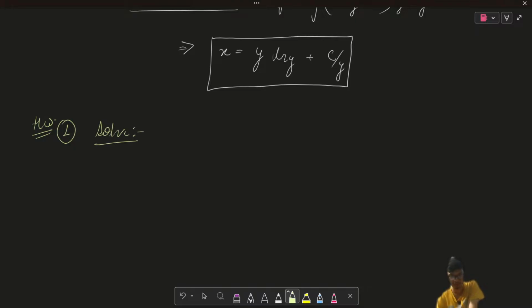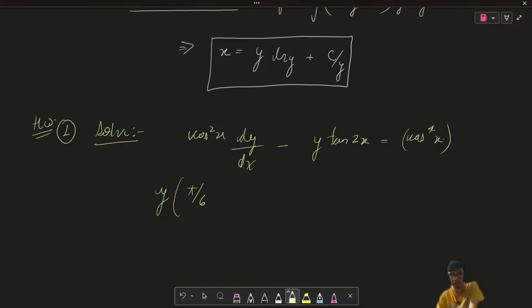please try to solve this differential equation: cos square x into dy by dx minus y tan of 2x is equal to cos to the power 4x, right? And please try to find a solution such that y, when x is equal to pi upon 6, is equal to 3 root 3 by 8, and please note that mod of x is less than pi upon 4.